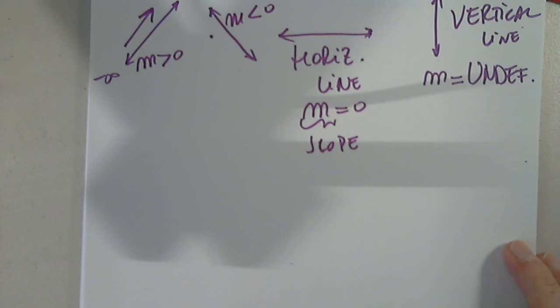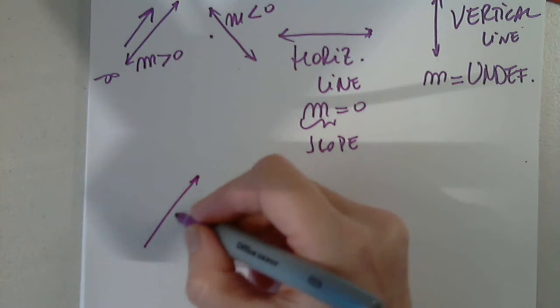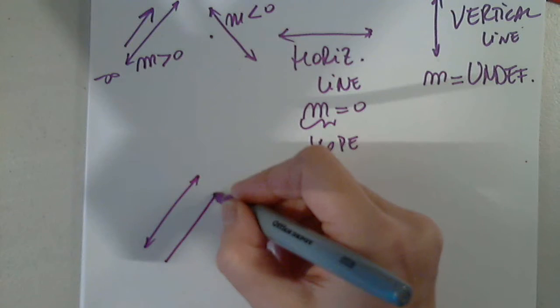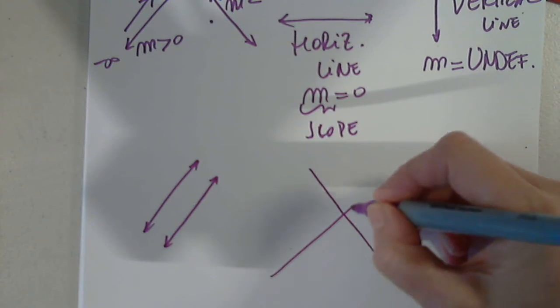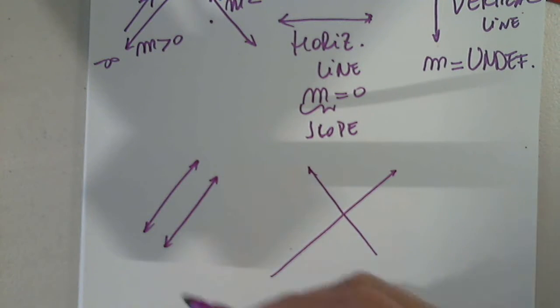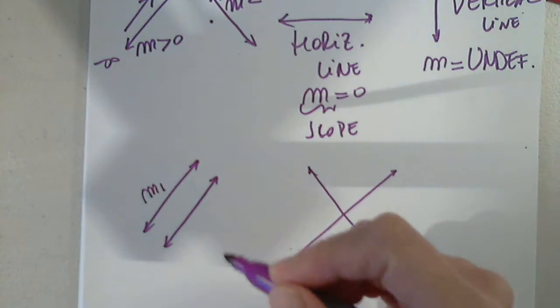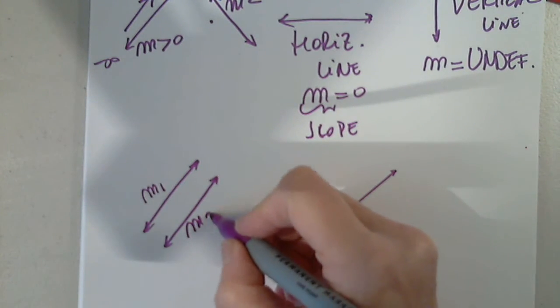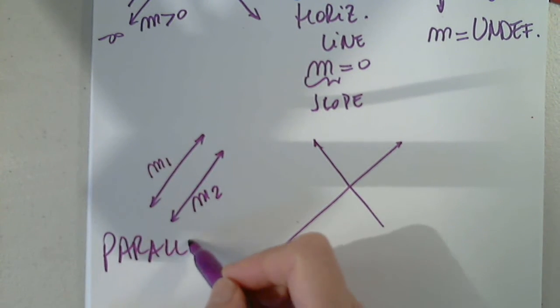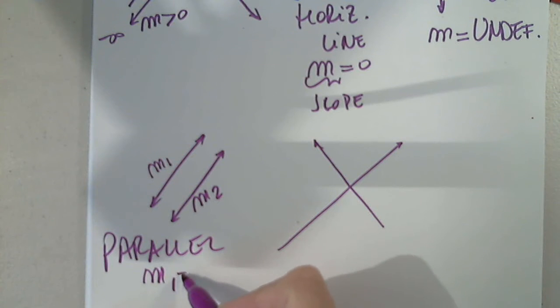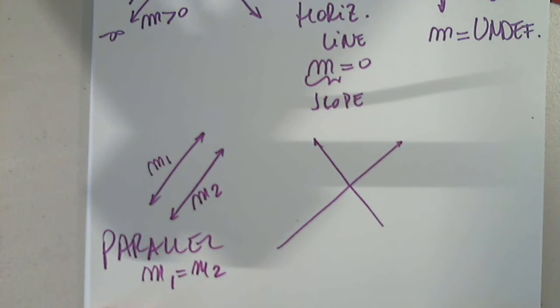Also, we have two different situations in which two lines can be parallel or they can be perpendicular. So the slope of this line is M1, the slope of this line is M2. If they are parallel, they must have the same slope. It's mandatory.